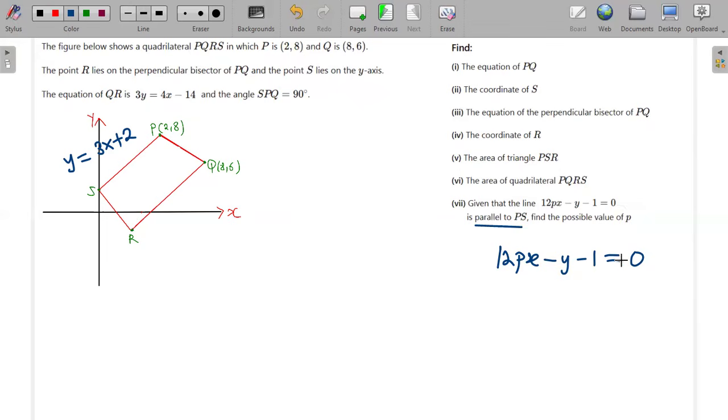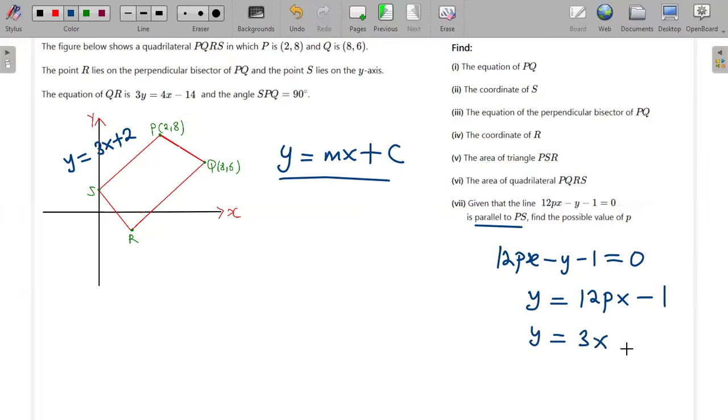So I just want to express this in the form of a standard linear equation. So in this form, I can say y is equal to mx plus c, where c is a constant. So I want to express it in this form. So I just want y to be on its own. So I'll take this y to the other side. So it will be y is equal to, then what do I remain with? I remain with 12px, then minus 1. Okay, so this is the standard form. And then this guy here, y is equal to 3x plus 2.